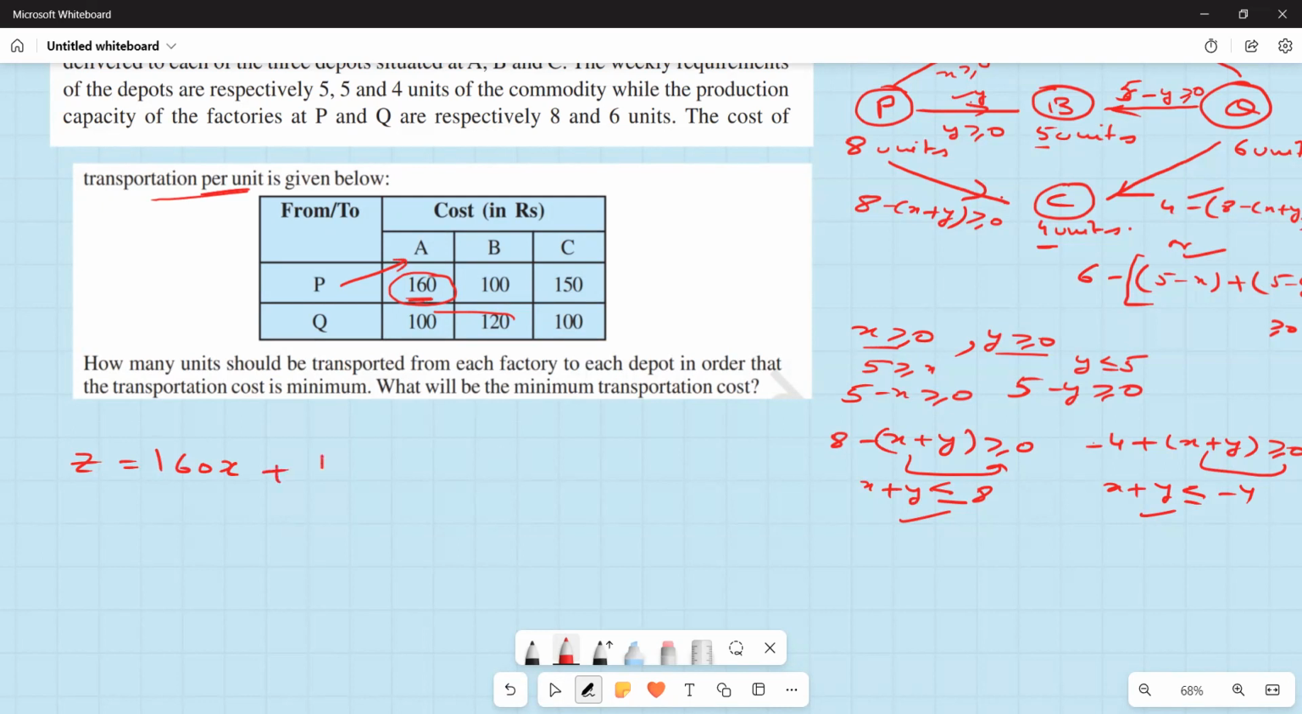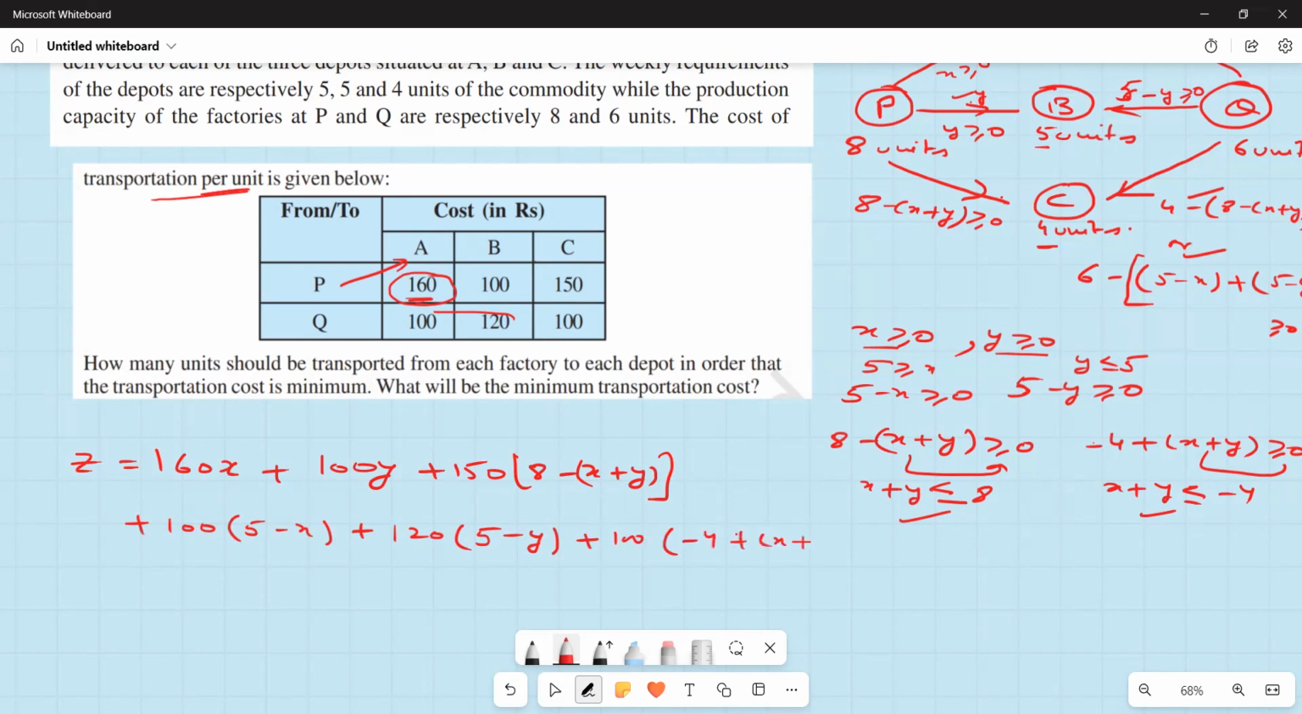So that is 100 into y. Then P to C is 8 minus x plus y, and that is 150. So 150 into 8 minus x plus y. That much is the total cost for P store. Now for Q store, 100 into how much is given by Q store? From store Q to A, 5 minus x. Then 120, how much is given by store Q to B? 5 minus y. And then 100 into how much is this store giving? That is minus 4 plus x plus y.